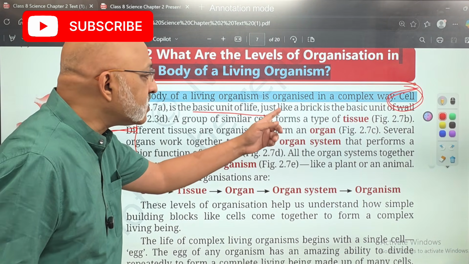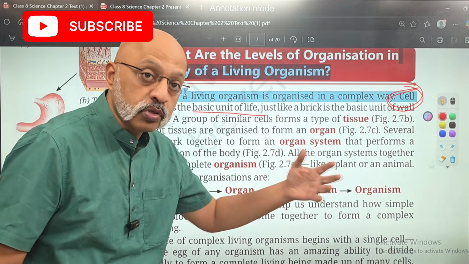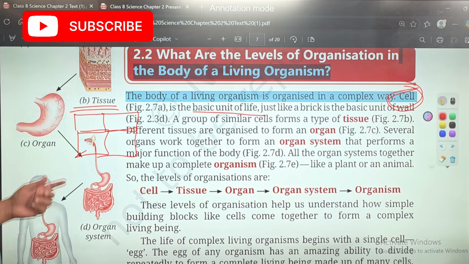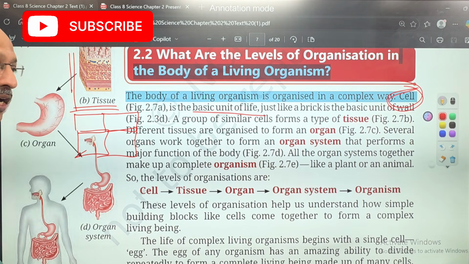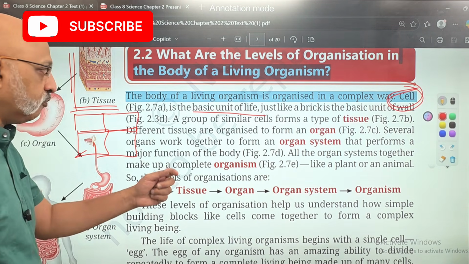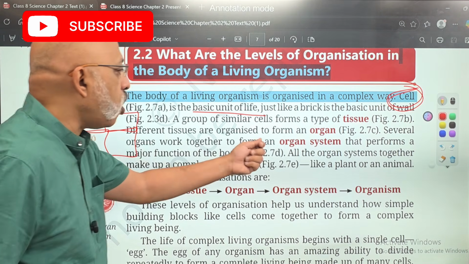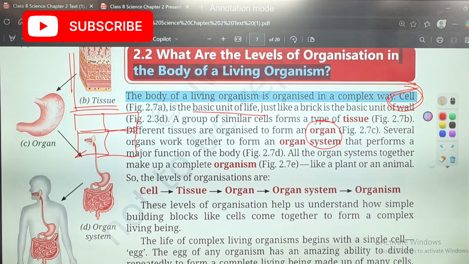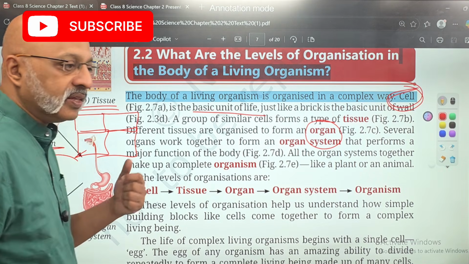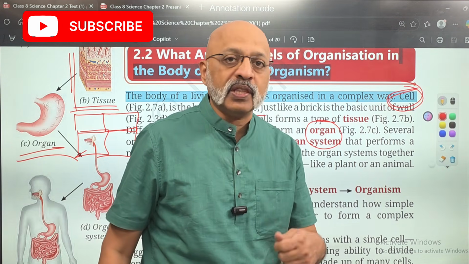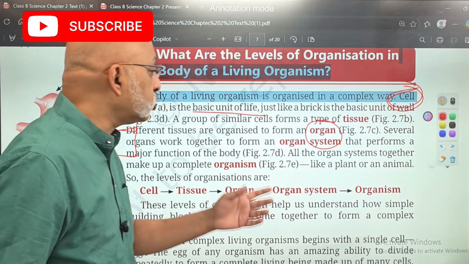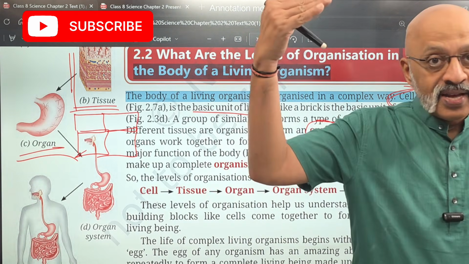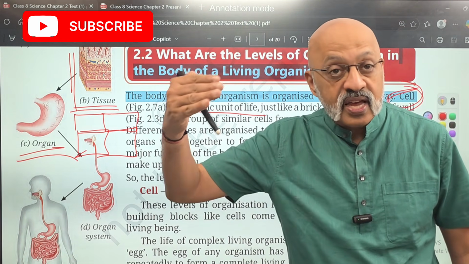A group of similar cells forms a type of tissue. So when there are many cells together, that's what forms the tissue. This is the tissue out here in the diagram on the left-hand side of your book. Different tissues are organized to form an organ, right? An organ is what you have inside your body. It could be the liver, the kidney, the spleen, the pancreas. So when different tissues come together, they form an organ. So what have we learned so far? Three steps: cell, tissue, organ.